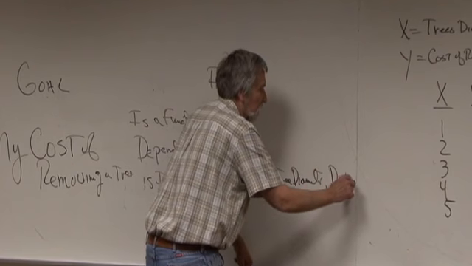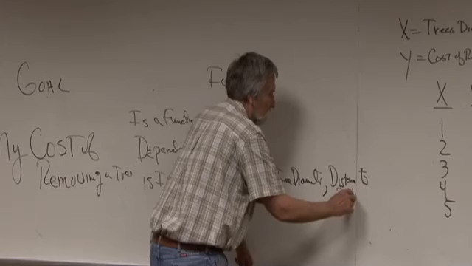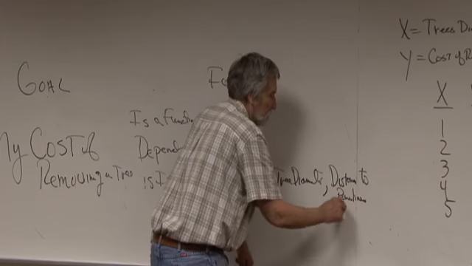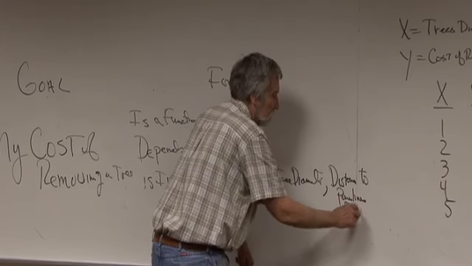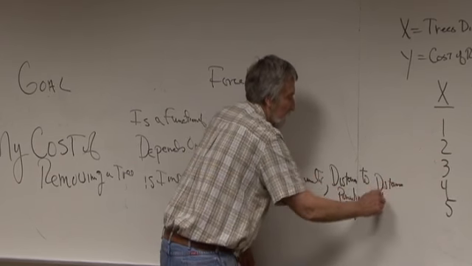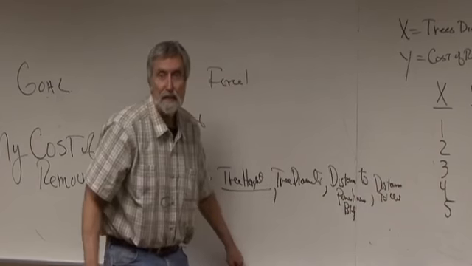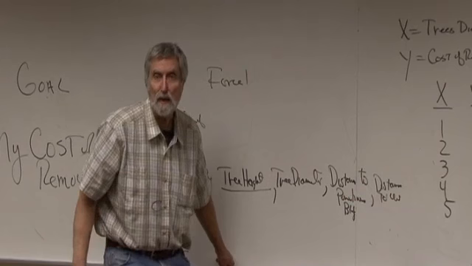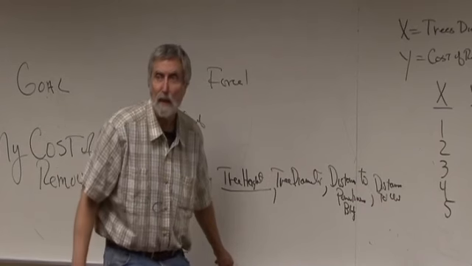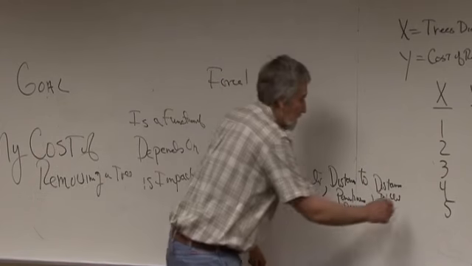Distance to power lines, buildings, distance to us. Does that make sense? A lot of times the biggest cost is getting the crew out there. If they're an hour out or something, you've got 2 hours of travel time, etc.